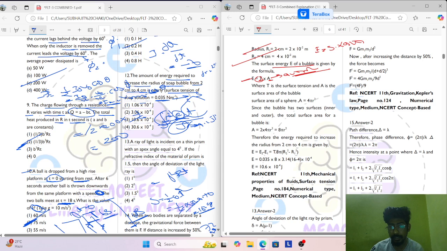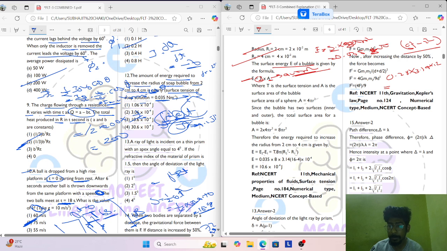The change in energy equals S into 4 pi R square. Here it is given as T, right? So S we already know, 0.035. 4 pi R square means 4 square minus 2 square. Simple formula you can calculate. First, understand one thing: the bubble has two sides, so therefore it will become 8 pi. So 0.035 into 8 means 0.28, into 3.14, into here 16 minus 4 means 12.